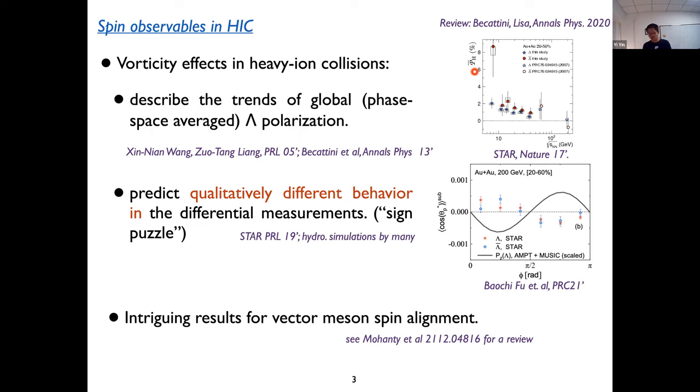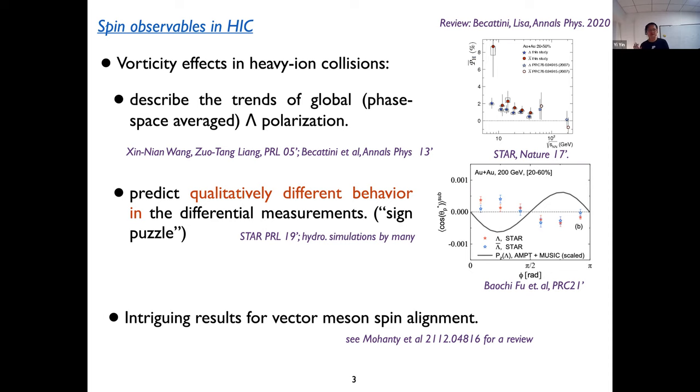The right upper figure shows the polarization of the lambda, shown by the blue bullets, and the polarization of the anti-lambda hyperons. So the experimentalists have measured such polarizations for a variety of beam energies. I should emphasize that such measurement is motivated by the early development by Xin-Nian Wang and Zuo-Tang Liang around 2005.